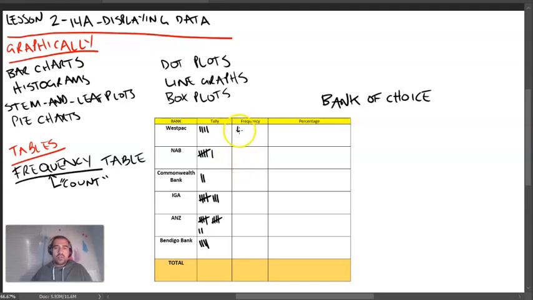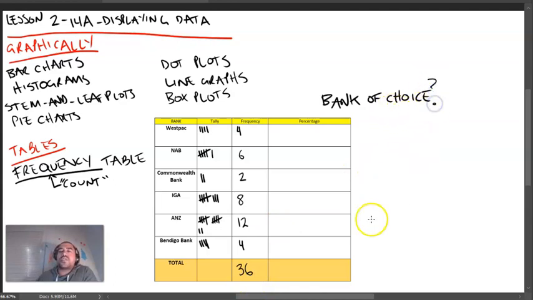So, the frequency is just the tally amount, but written numerically. So, 4 for Westpac, 6 for NAB, 2 for Commonwealth Bank, 8 for IGA, 12 for ANZ, and 4 for Bendigo Bank. So total, you'll leave blank for the tally, but the frequency total is just all of these numbers added up. So we've got 10, 20, 32, 36. So that means all up, 36 people were asked the question, what is your bank of choice?